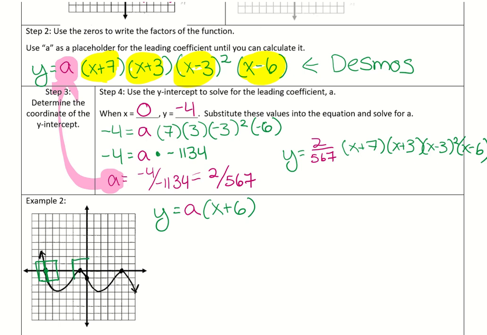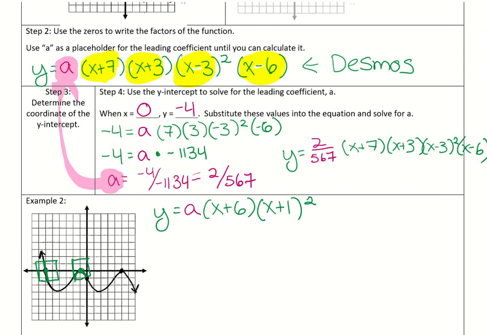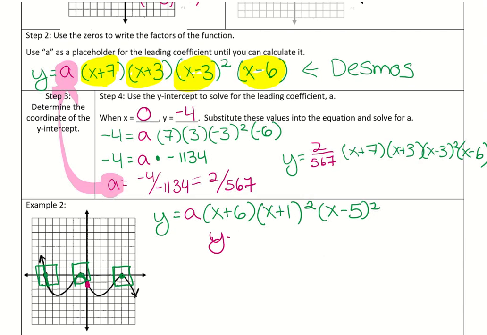Then here we've got a parabola, and that occurs at -1, so our factor will be x plus 1. And since it's a parabola, we need to make our multiplicity 2, so we're going to have an exponent of 2. And then finally right here, we've got another parabola, and that happens at +5, so x minus 5 squared. So that's the first part done. The only thing that's missing is we need to make sure we go through our y-intercept, and our y-intercept is the point 0, -1.